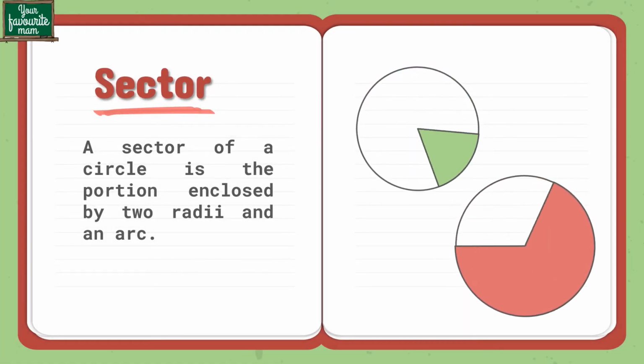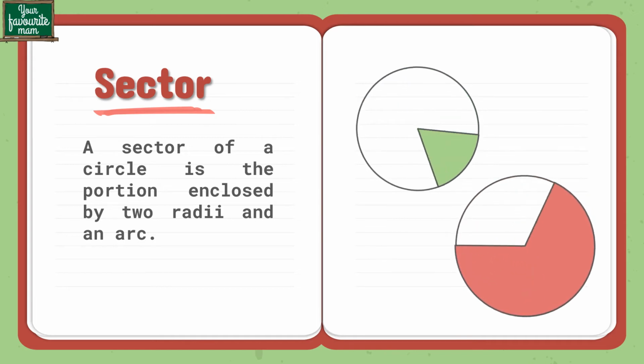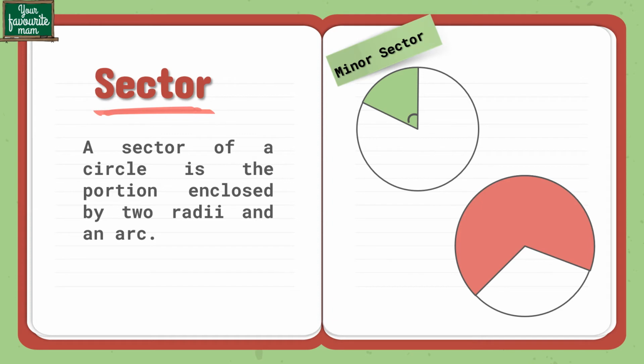Next is sector. A sector of a circle is the portion enclosed by 2 radii and an arc. The angle formed by 2 radii is called the central angle. So, a sector with the central angle less than 180 degree is called a minor sector. And a sector with a central angle greater than 180 degree is called a major sector.